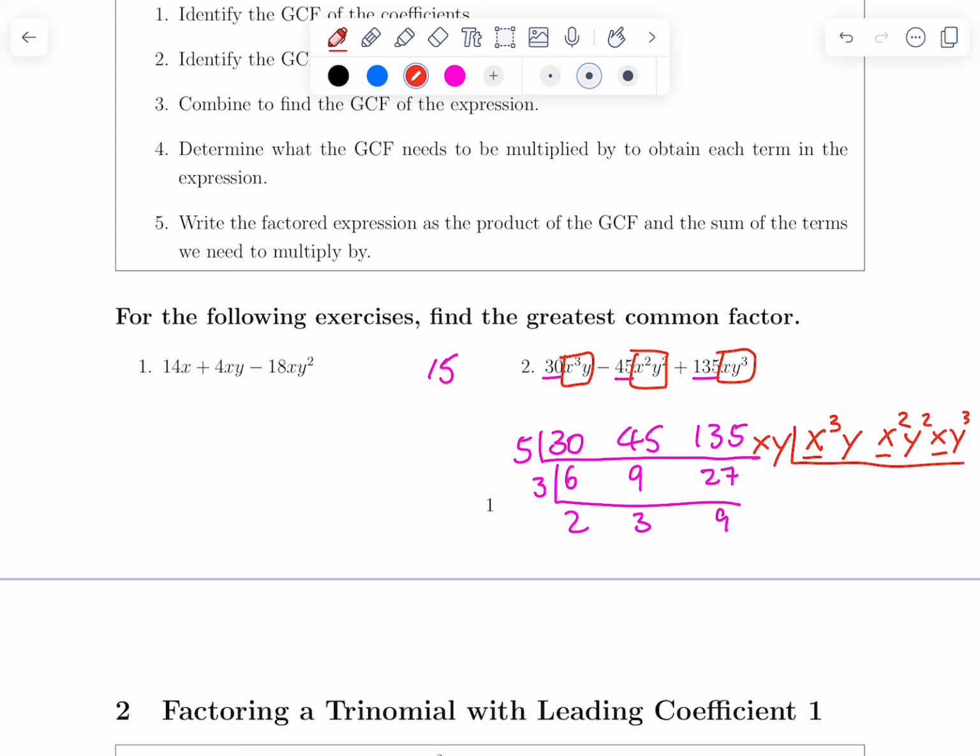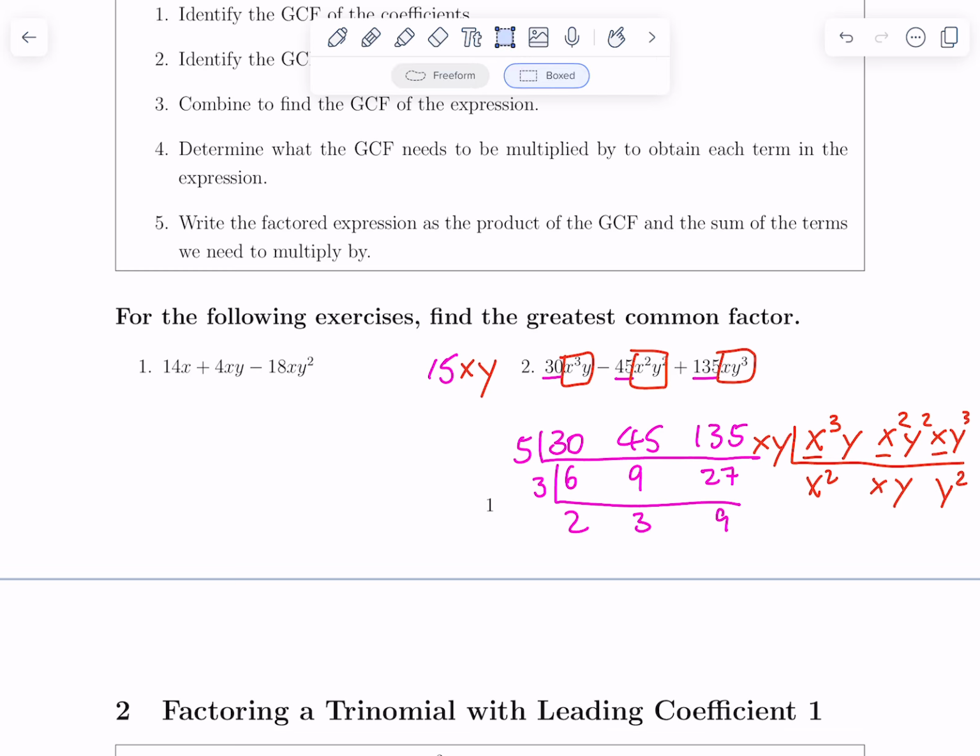So we can check over here. x cubed divided by x is x squared, y divided by y will be 1, so I don't need to write it down. x squared divided by x, y squared divided by y, x divided by x cancel out, will be 1, and y cubed divided by y will be y squared. There is no other common factor than this. So in this case, for my variables, the greatest common factor here will be x and y.